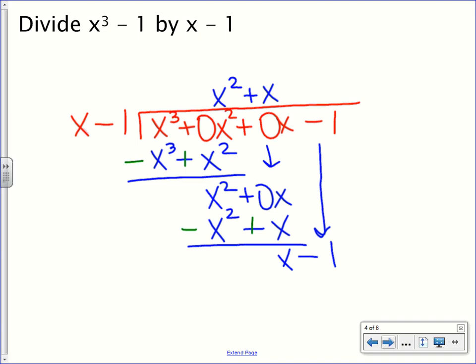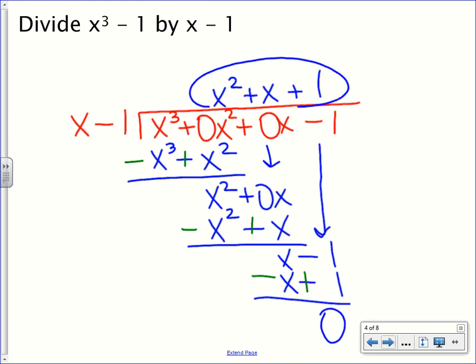So x times what is x? That would be 1. So x minus 1 times 1 gives us x minus 1. So when we subtract, we get 0. So this polynomial divided evenly. Our quotient has no remainder, so we divided evenly. Okay, so x squared plus x plus 1 is our quotient.